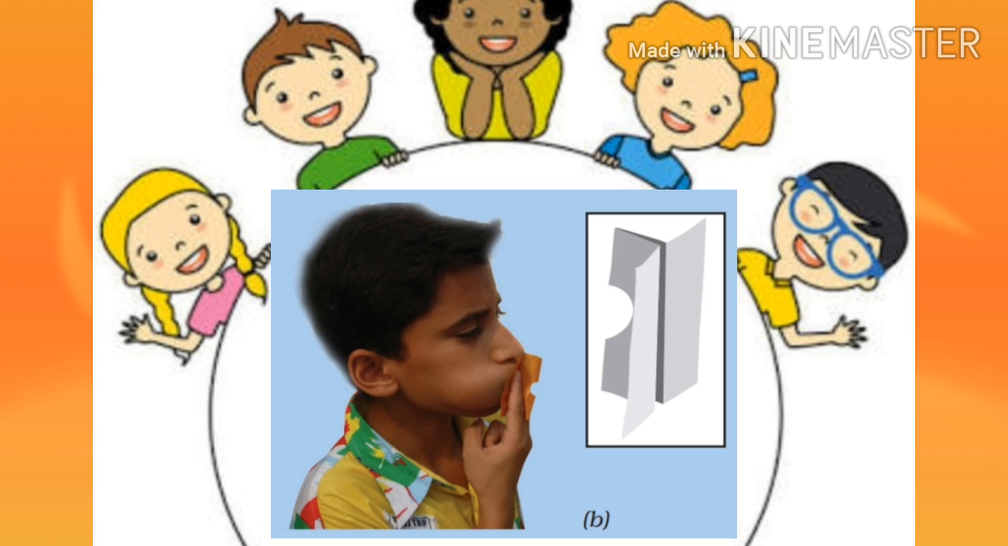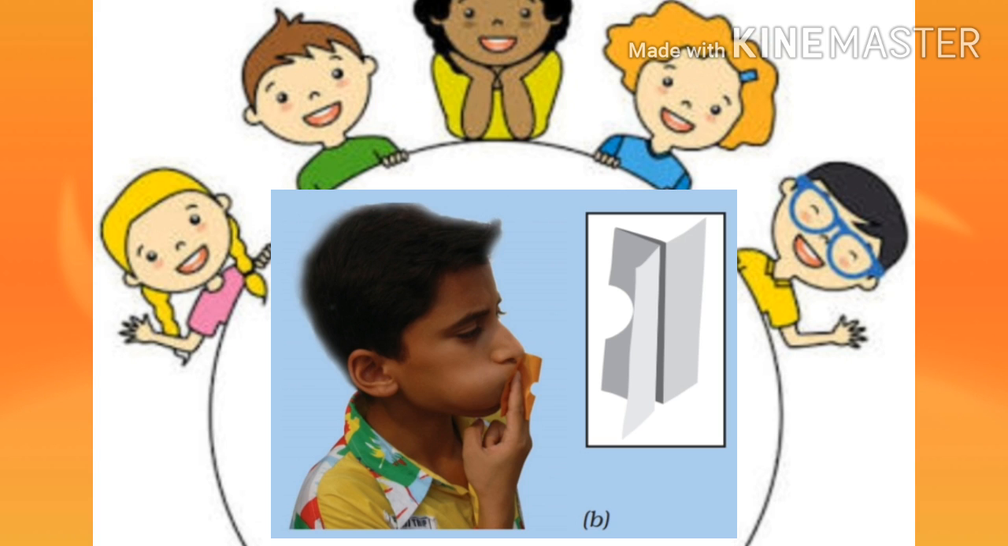Here also a boy is holding a paper that he has folded, as you can see in the figure. We have to fold the paper in the same way, so that we get a very narrow slit between the two papers, and hold it as shown in figure 9.9b, and then blow the air.